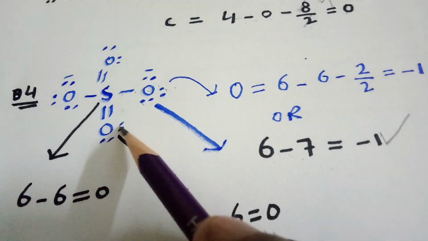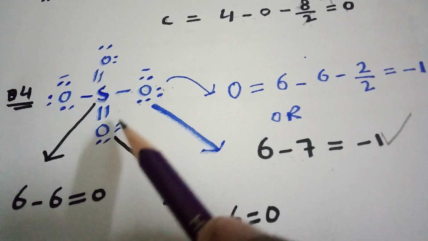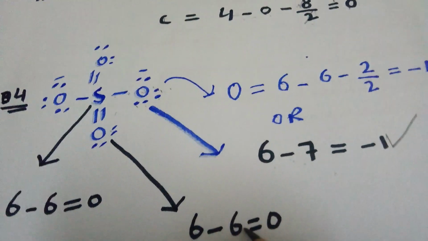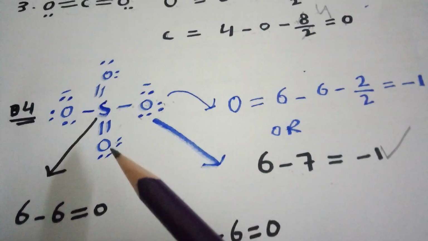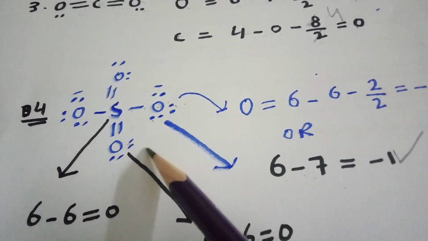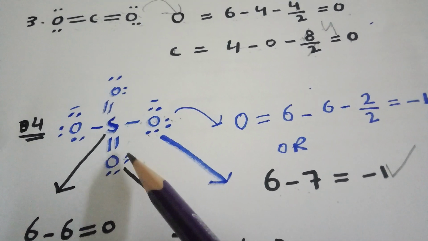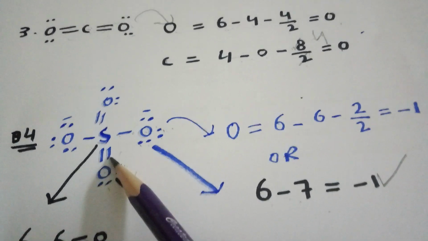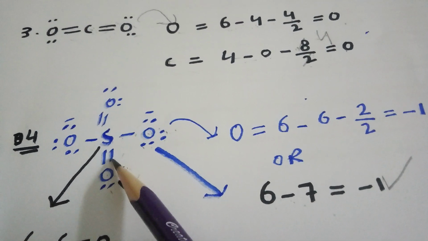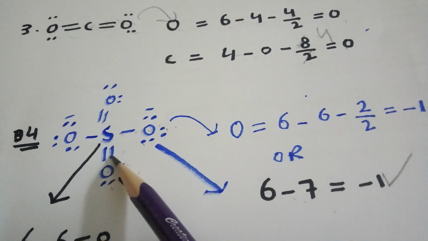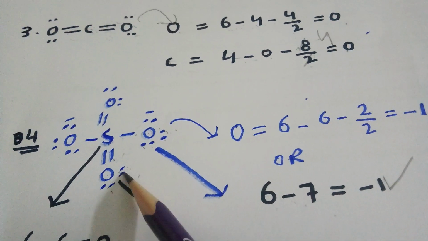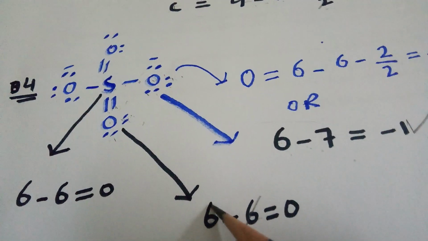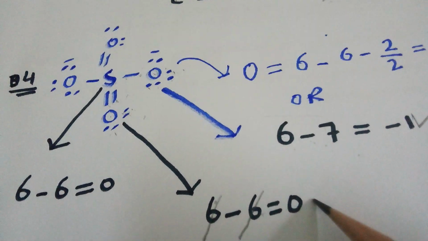Now take this oxygen atom. This oxygen's valence shell contains 6 electrons, minus. You can see that the total number of electrons, for example, these are 4 non-bonding electrons, and oxygen shares 2 electrons with this sulfur. So 2 shared electrons and 4 non-bonding electrons, so the total number of electrons will be 6. So 6 minus 6, and the answer will be 0.